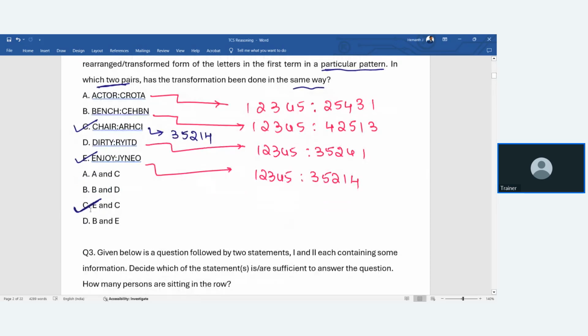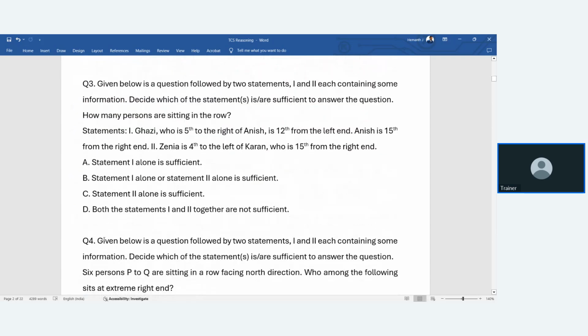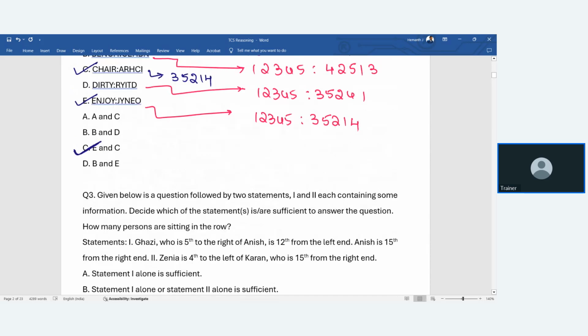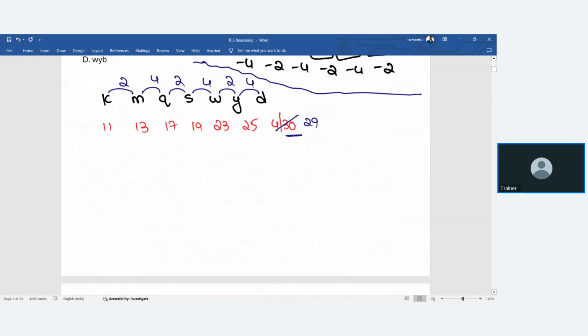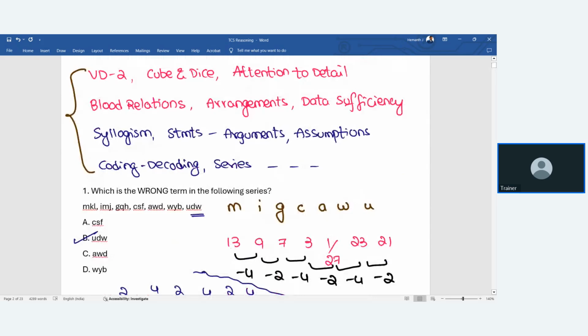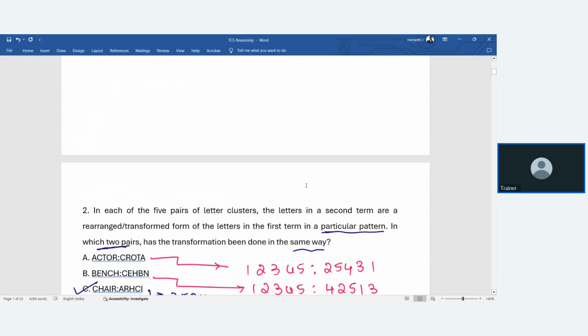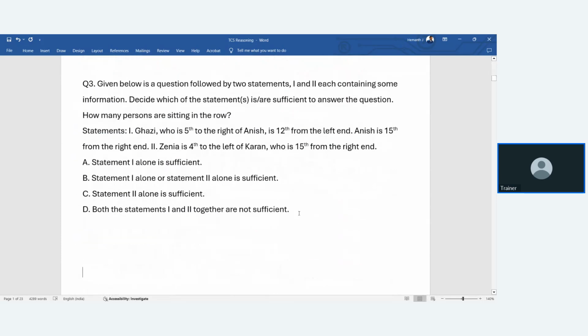Next one, data sufficiency. I believe I have written data sufficiency in the intro syllabus. Arrangements also get mixed up in the same question. Now the question is how many persons are sitting in the row? You have to decide how many persons are sitting in the row.